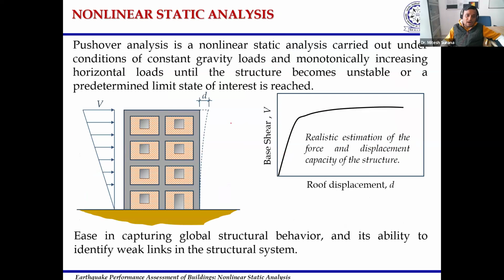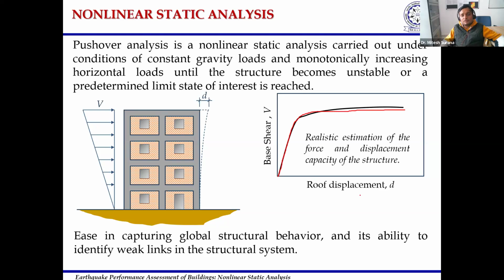After assigning those plastic hinges at the ends of these different members, I need to apply gravity as well as lateral load simultaneously. The gravity load will be constant, whereas the lateral loads will be continuously increasing, up to the point where the structure becomes unstable or a predetermined limit state of interest is reached. So if I push the structure by applying the gravity and lateral loads, initially the structure will show elastic behavior. After a certain point it will yield and show inelastic behavior as shown here.